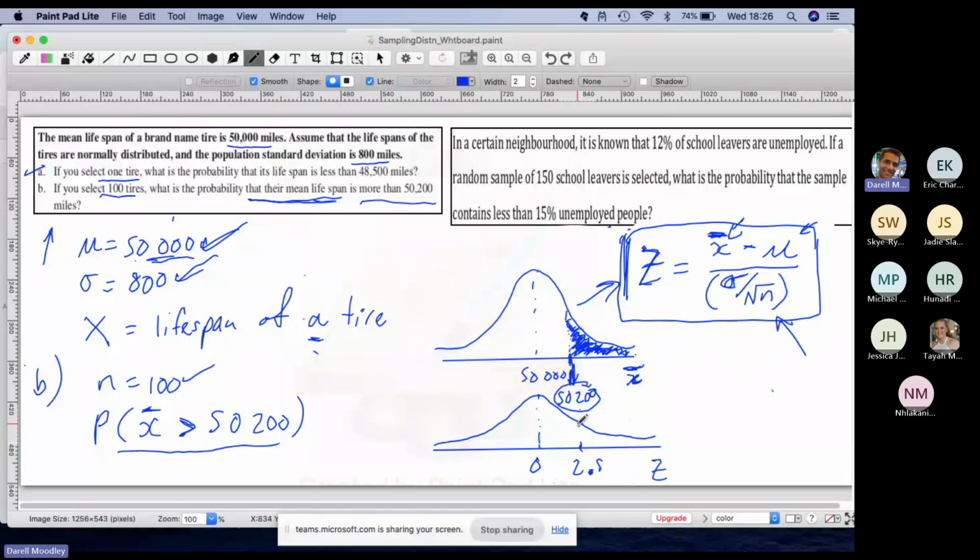And so we're asking the same thing, the area on the right of this value, but now in terms of Z. And this we can solve using the table in the back of our book. Remember, I did this last week. So this now becomes the probability of Z greater than 2.5. Just like we did last week, use the table in the back of your book, and you'll find the probability is 0.62%.